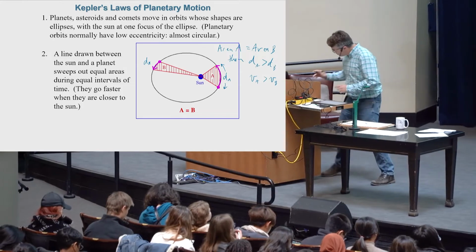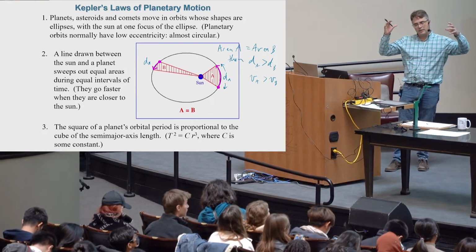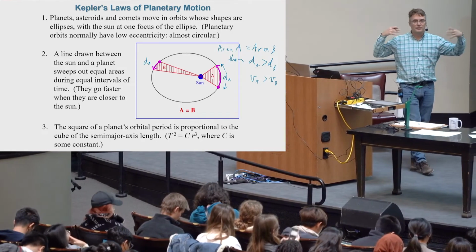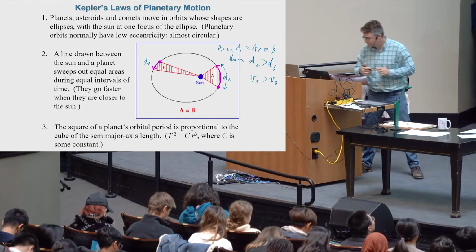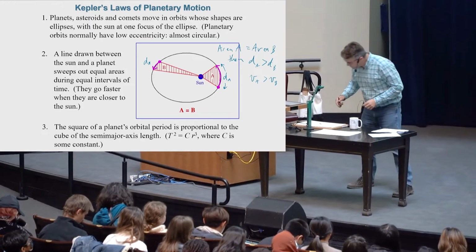And then the third law has to do with the planet's orbital period. The square of a planet's orbital period is proportional to the cube of its distance from the sun, the semi-major axis of that ellipse. So basically, the planets that are further from the sun have longer years.